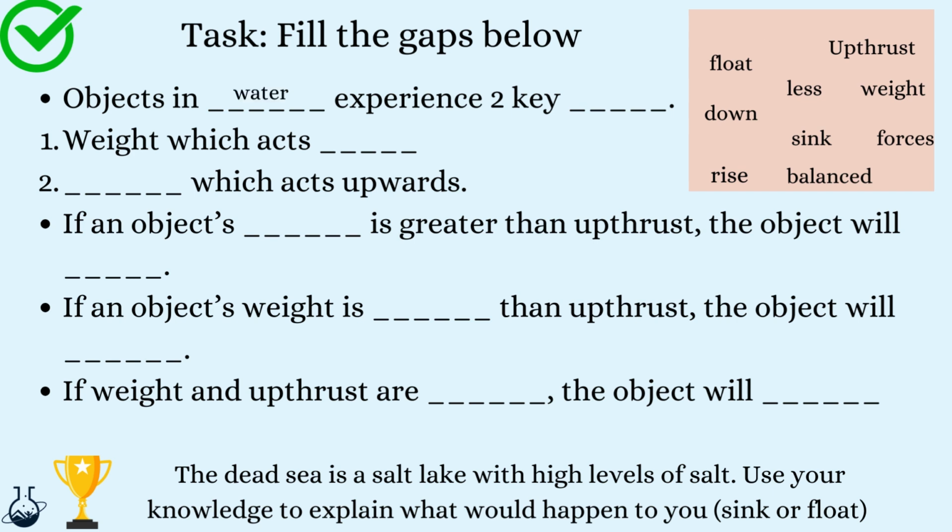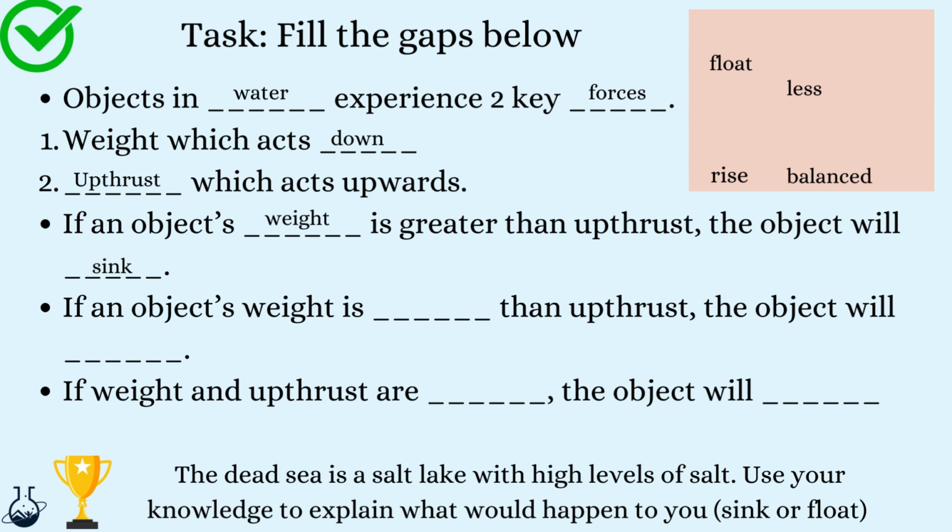Objects in water experience two key forces: weight, which acts down, and upthrust, which acts upwards. If an object's weight is greater than upthrust, the object will sink, and if an object's weight is less than upthrust, the object will rise. If weight and upthrust are balanced, the object will float. Well done if you got some or all of these correct, guys.